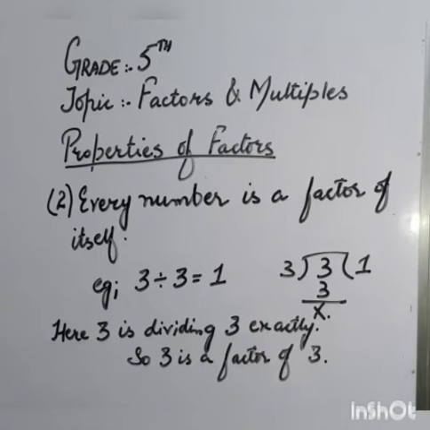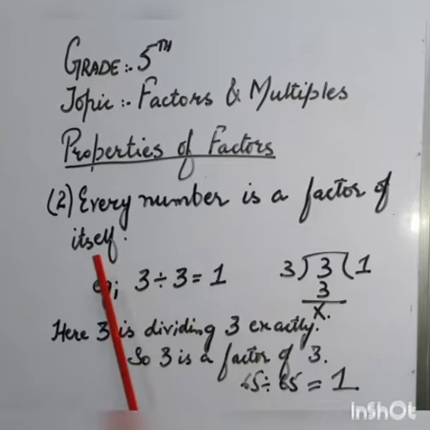Similarly, if I take any number, कोई भी number अगर मैं लूँ और उसको उसी number से divide करूँ, suppose 65 divided by 65, that is again 1. It means this 65 is a factor of this 65 as it's exactly dividing it. Clear students? So you have to remember this property that every number is a factor of itself. हर कोई number खुद का factor होता है.